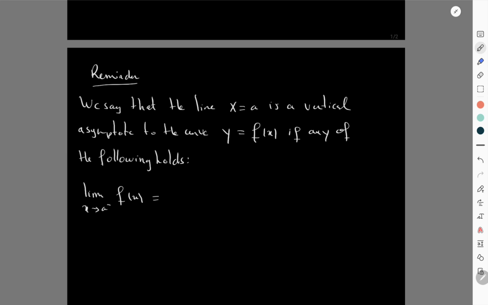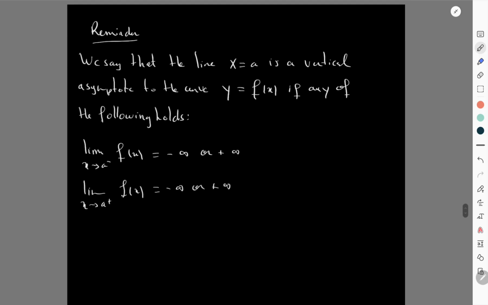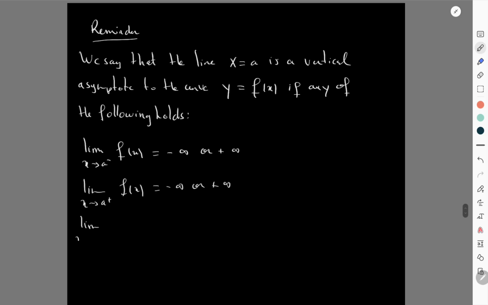So the limit as x goes to a minus is minus infinity or plus infinity. If one of these holds, then the line x equal a is said to be a vertical asymptote. So when checking, it's enough to verify that one of these six limit equalities hold, at least one of them. Okay, great. So this is when the line x equal a is a vertical asymptote.